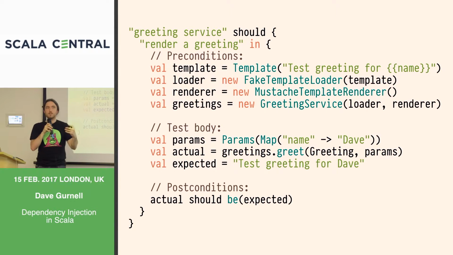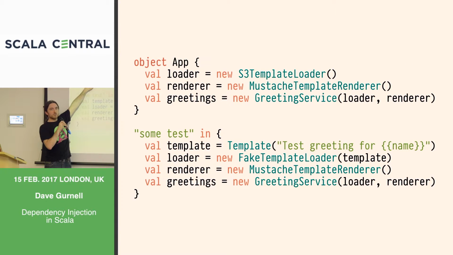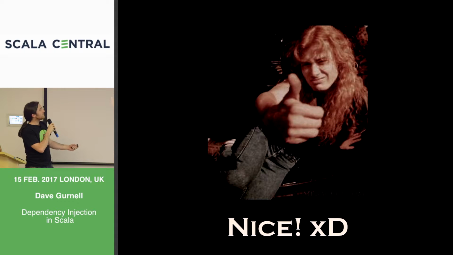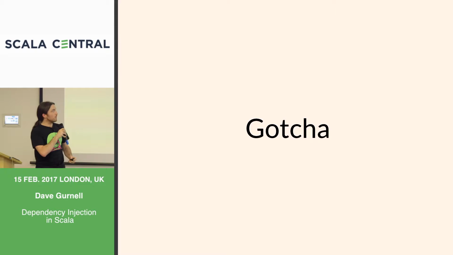So we've said the price of having reconfigurable dependencies is essentially two things: there's wiring for our production app and wiring for our tests. And we have to have that all over the place. If you think that's a good price to pay, a good overhead, then Dave Mustaine from Megadeth agrees with you. That's fine, and you're good to go. But there is kind of a gotcha.